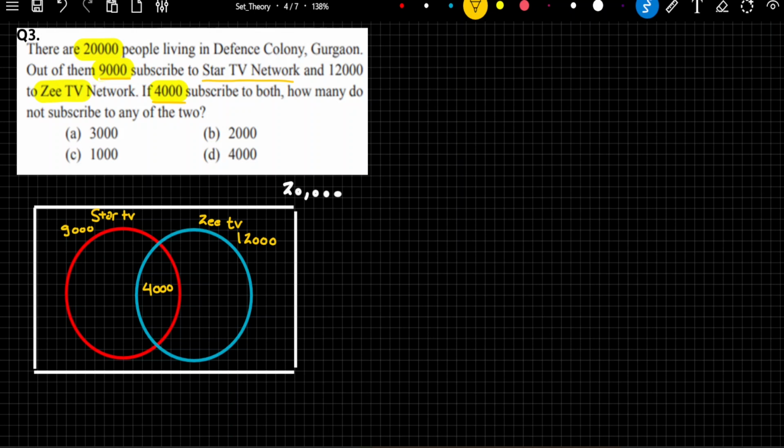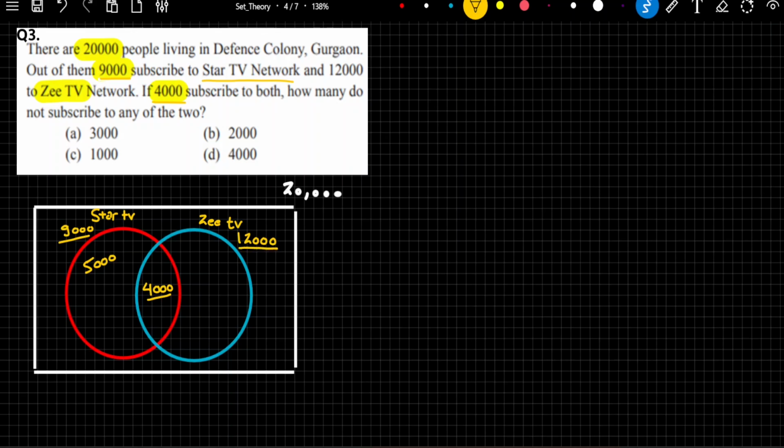Now, the first thing I should do is find out the number of people who have only subscribed for Star TV network. There are total 9,000 who have subscribed for Star TV. But out of these 9,000, there are 4,000 people who have also subscribed for Zee TV. Means these 4,000 are people who have subscribed for Star TV as well as Zee TV. So if I remove 4,000 from 9,000, I'll be able to find the number of people who have only subscribed for Star TV. Let's do the same thing for the other set.